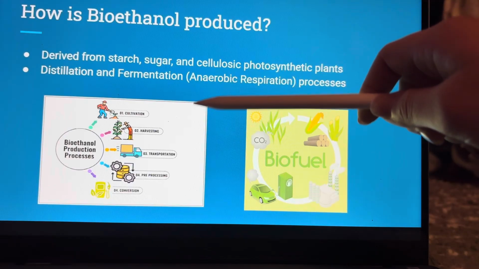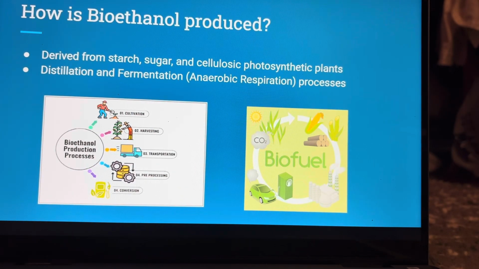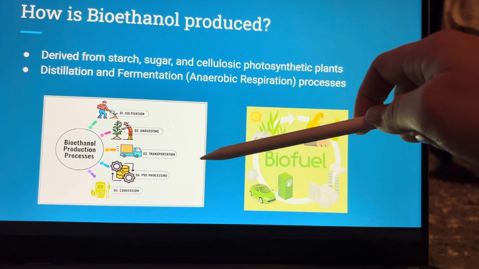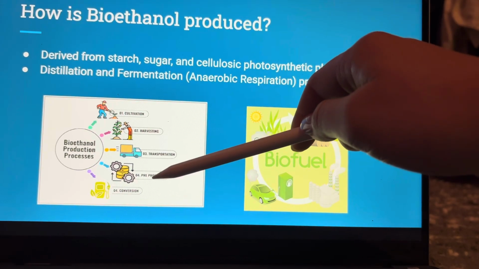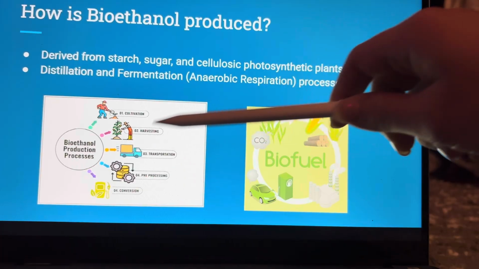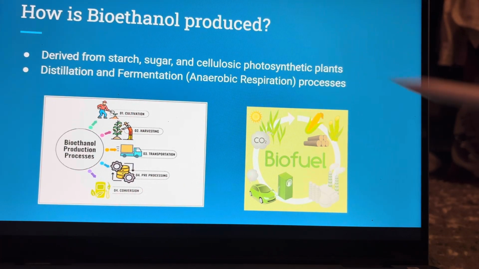And then for cellulose, it will have two different steps. You can either heat it or do a biochemical pre-treatment to get it from cellulose to sugar, which we will then ferment with yeast to convert it to ethanol. This fermentation is going through anaerobic cellular respiration, which is without oxygen.